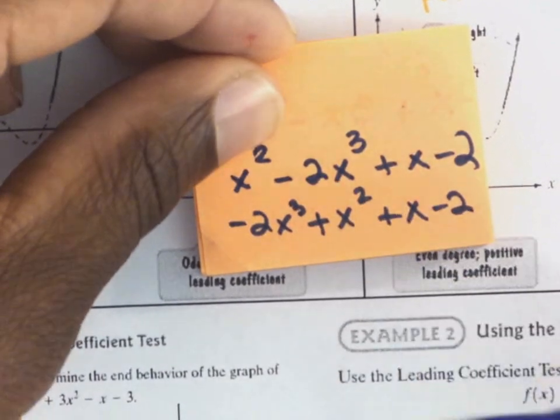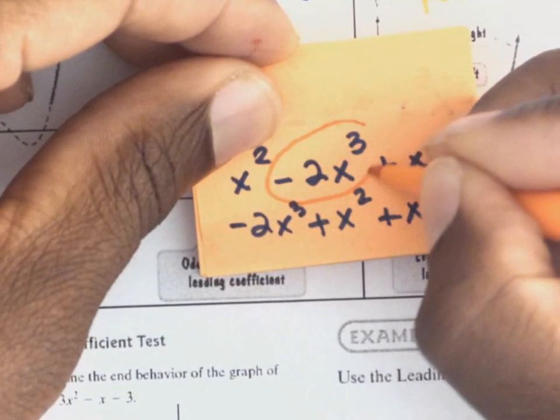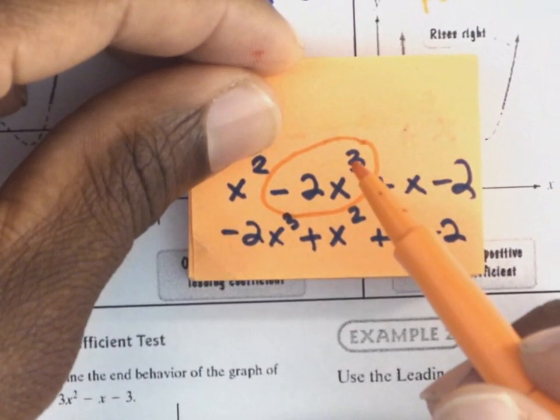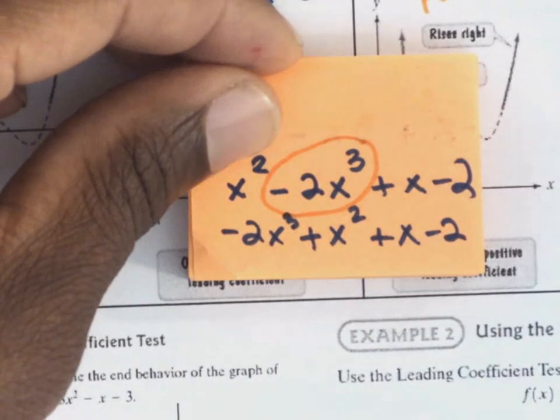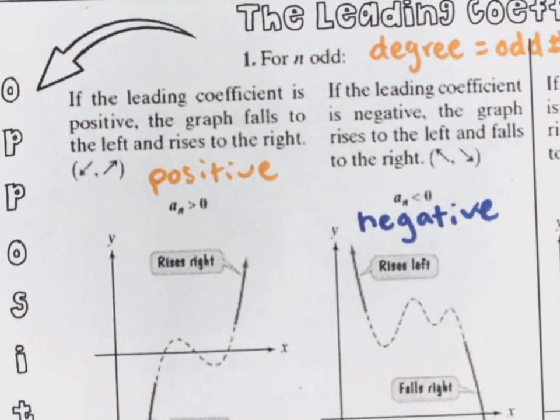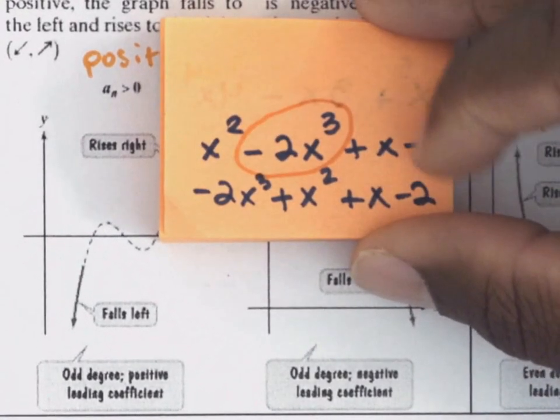Do you have to write it in order? No. Just understand this is the term that you care about because it's got the biggest exponent. That makes sense? So the degree is 3. Is 3 even or odd? So it's got to be one of these two on the right. The leading coefficient, is it positive or negative?